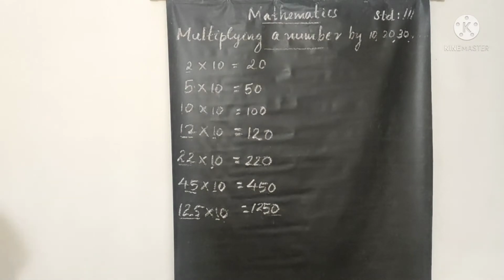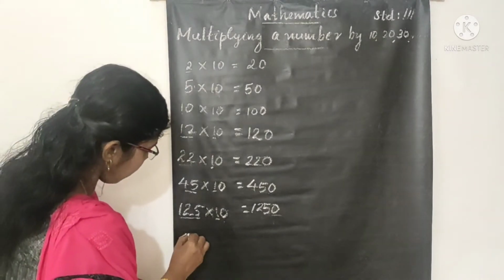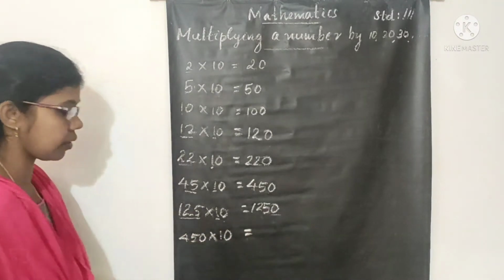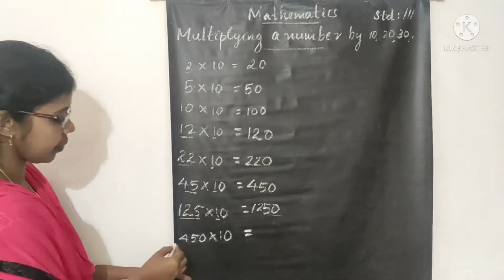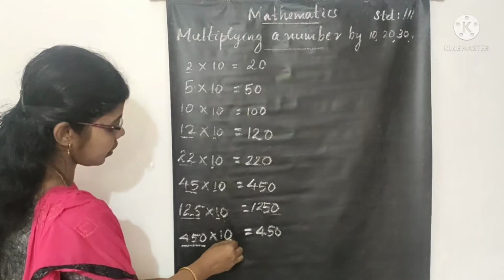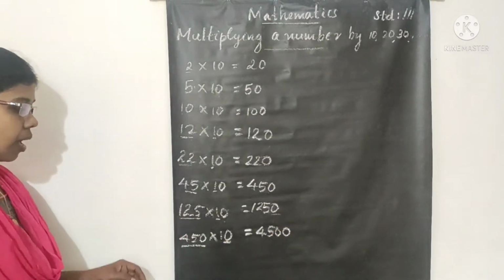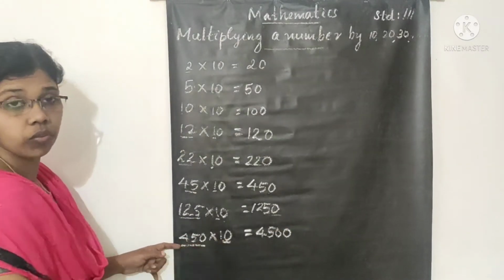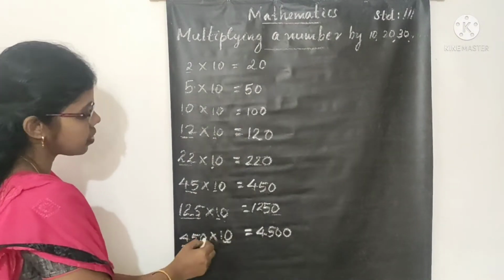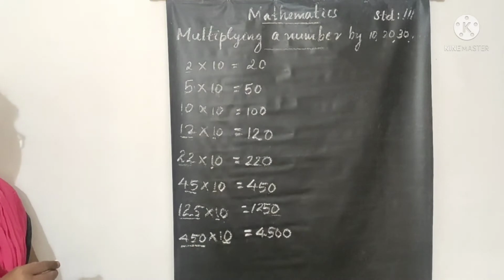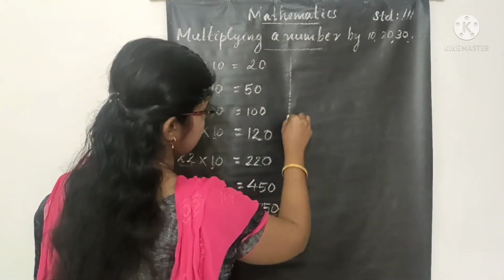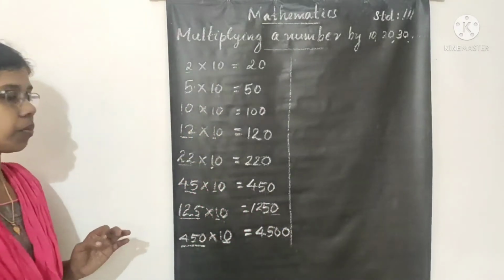That is 1250. Okay. Another number, 450 multiplied with 10. First write that number 450, then put this 0. Otherwise, multiply 45 and 1. What is 45 and 1? 45. Then put these zeros on the right side of the given number. Okay, first write this in your notebook.